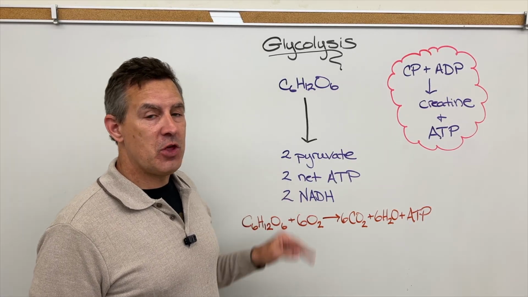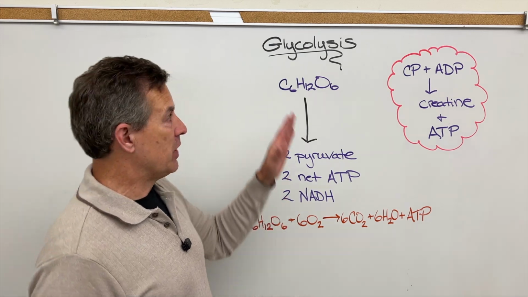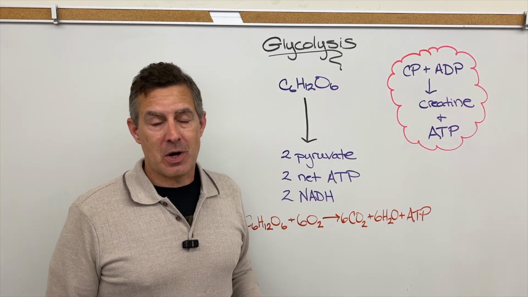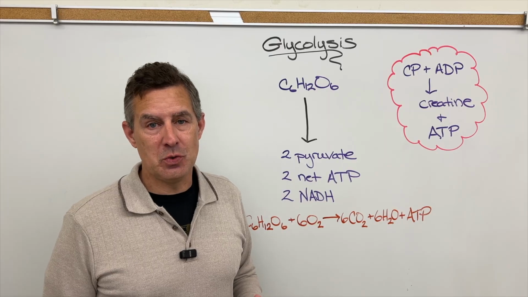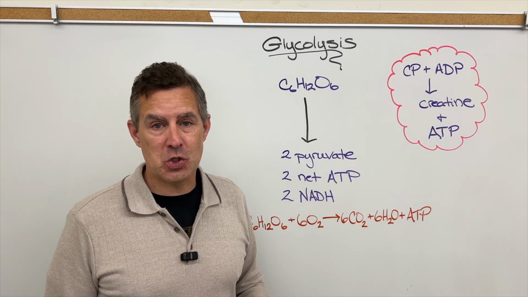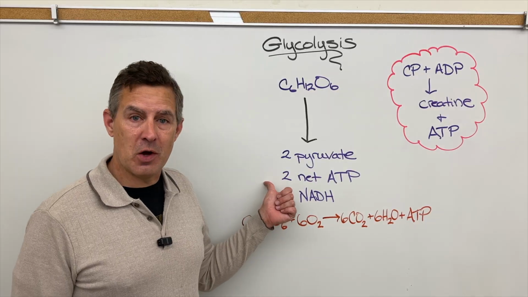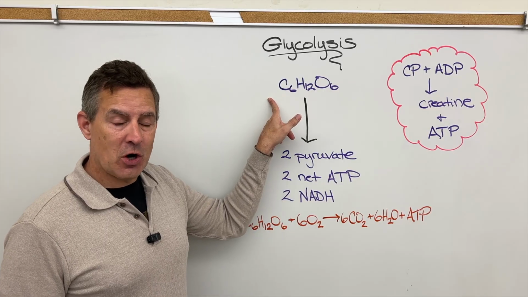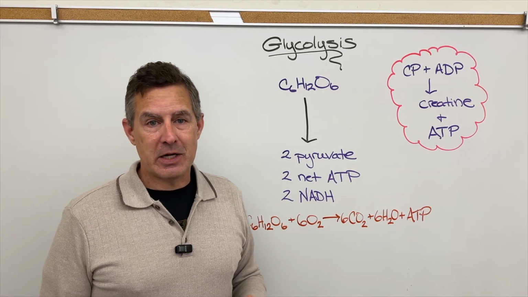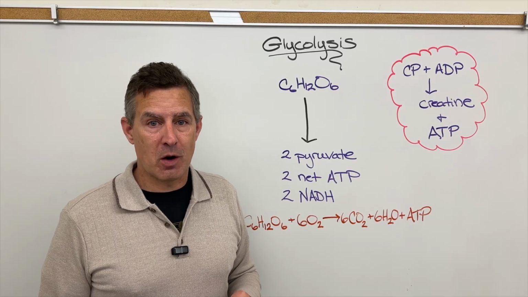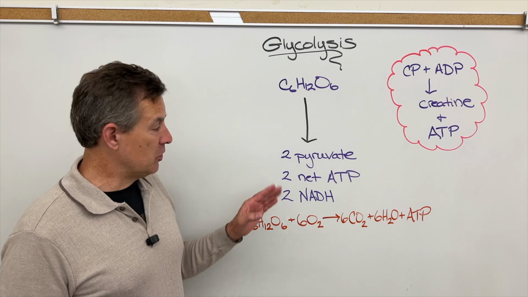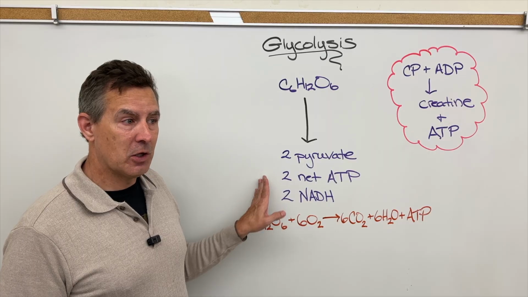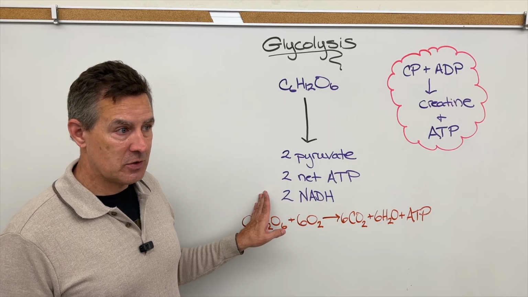What I mean by 2 net, there are 4 ATP produced during the litany of enzymatic steps in glycolysis, but in the process, the cell is using 2 of those ATP. So 4 produced, 2 are used, so we have 2 left over, and that's why we refer to it as 2 net ATP. Keep in mind that glucose is a 6-carbon molecule, and at the end of glycolysis, we are left with 2 3-carbon molecules, and those 3-carbon molecules are pyruvate. So we have 2 pyruvate molecules, 2 net ATP molecules, and 2 NADH molecules.